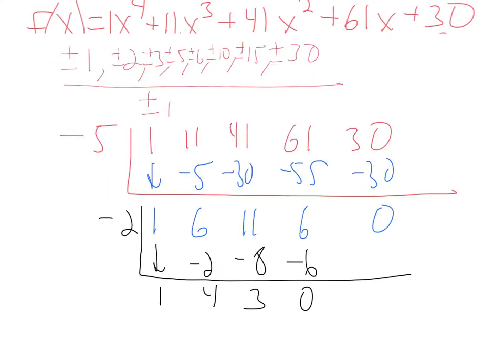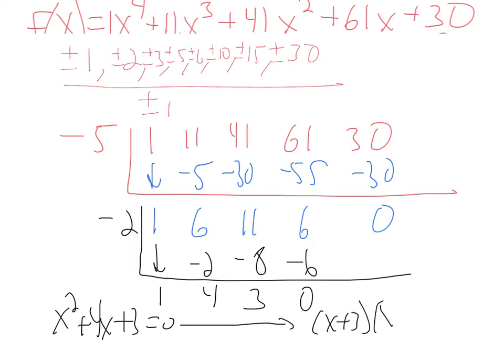Well, I tried negative 2. It was a lucky guess. It was the first one I did, and it worked out to be 0. So that leaves me this quadratic of x squared plus 4x plus 3 equals 0. Well, I'm seeing right now that that's going to factor to x plus 3 times x plus 1. That'll give me 4x in the middle. So that tells me -3 and -1 are both solutions.